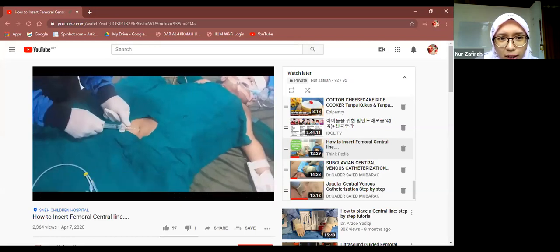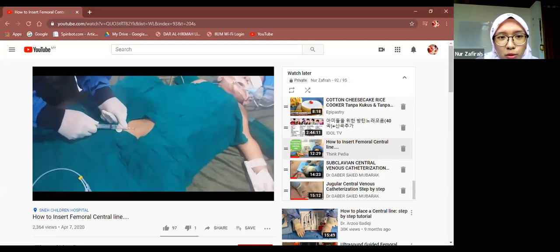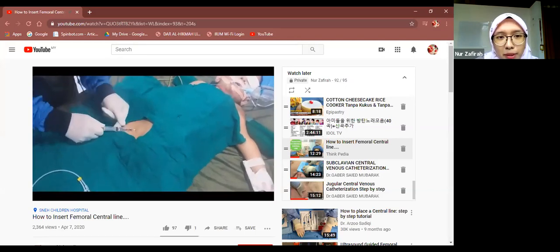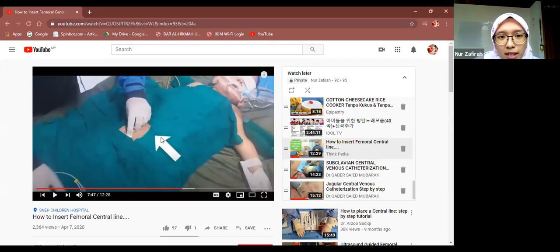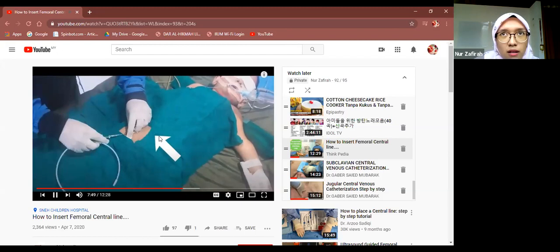While inserting the needle into the femoral vein, before this procedure happens, we need to palpate the pulse, and medial to it is the femoral vein. So we insert the needle there, medial to the femoral artery. And while inserting the needle, we advance the needle while pulling the syringe, aspirating the syringe to know if there is blood return.